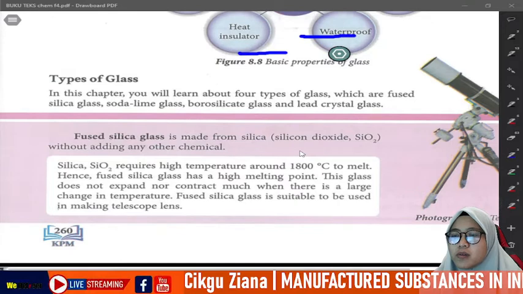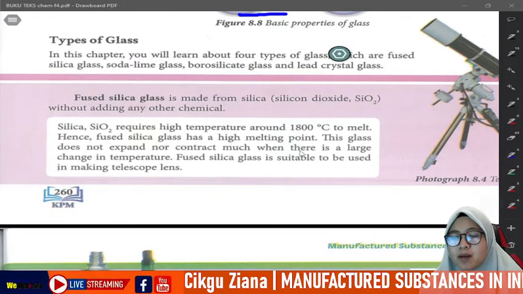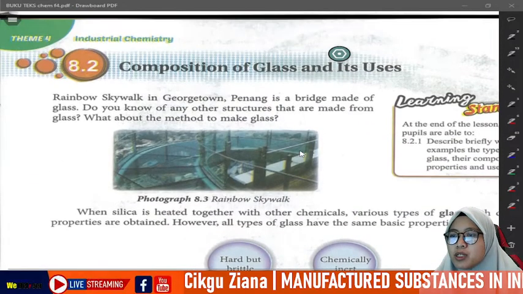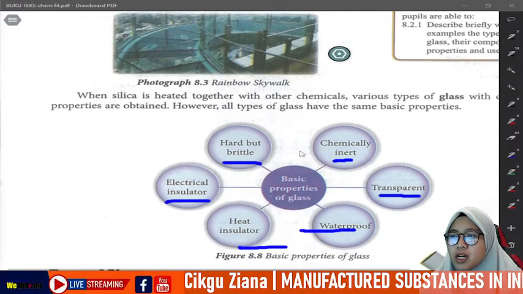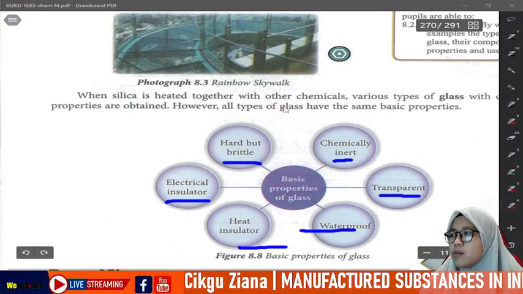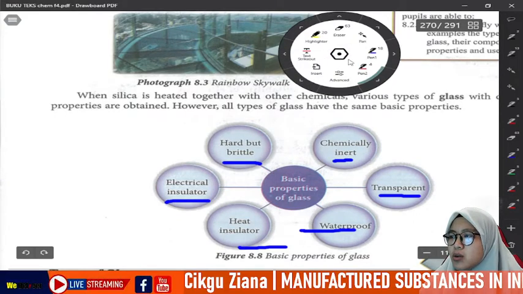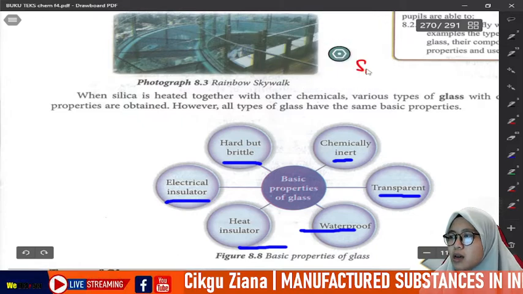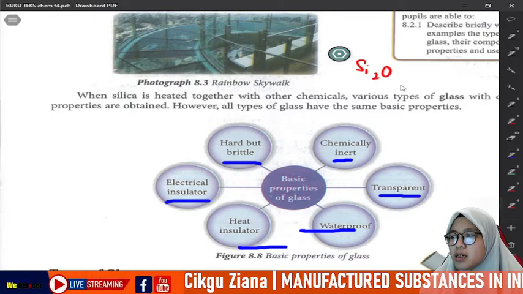Okay, so you must know about the type of the glass. Ini kena ingat. Pun sama macam alloy tadi. So the types of glass you must remember, and their use. Dia guna untuk apa? Okay, fused silica. Glass ni dia punya main structure, composition dia adalah daripada silika. What is silica? Silika tu yang ini. SiO2. Silica dioxide.